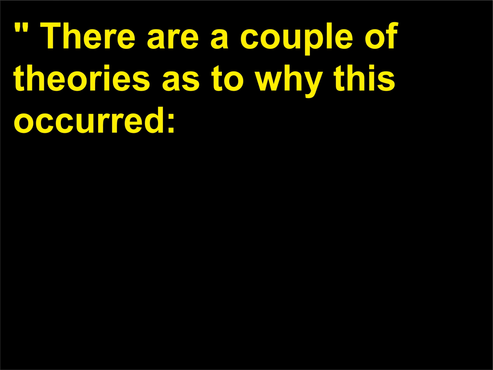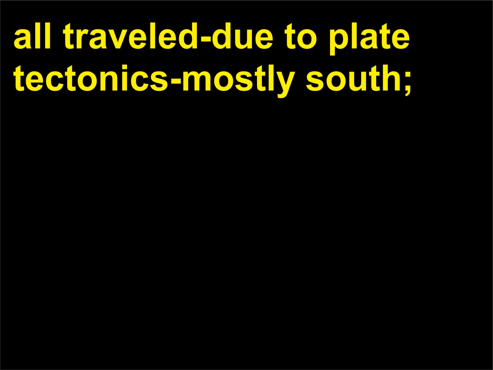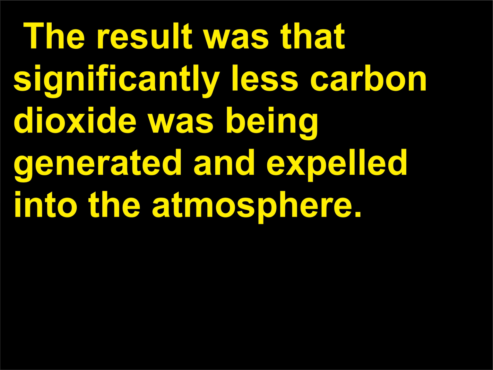There are a couple of theories as to why this occurred. One being that the Sun was about 6% cooler than it is today, the other is that the continents had all traveled due to plate tectonics, mostly south. Ocean currents traveled easily around the planet without interruption, and volcanic activity dwindled to a minimum. The result was that significantly less carbon dioxide was being generated and expelled into the atmosphere.